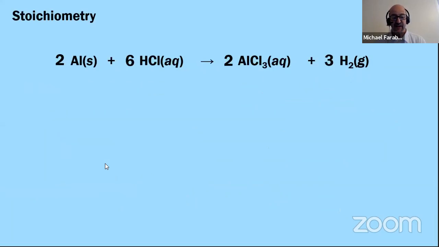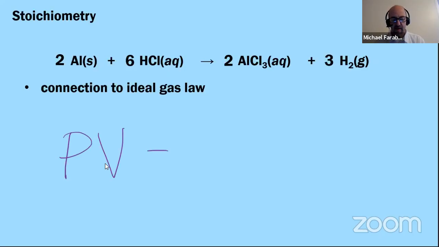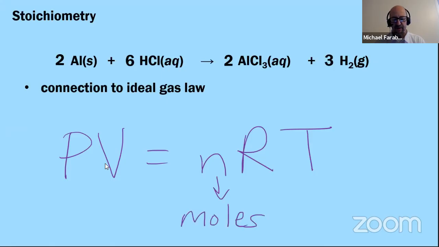I want to make a connection to the ideal gas law because, again, stoichiometry involves moles, and moles are connected to a variety of topics. With respect to the ideal gas law, PV equals nRT, where P is pressure, V is volume, and n is number of moles. R is the ideal gas constant, which you can get off the formula and equation sheet on the AP exam, and T is the Kelvin temperature.